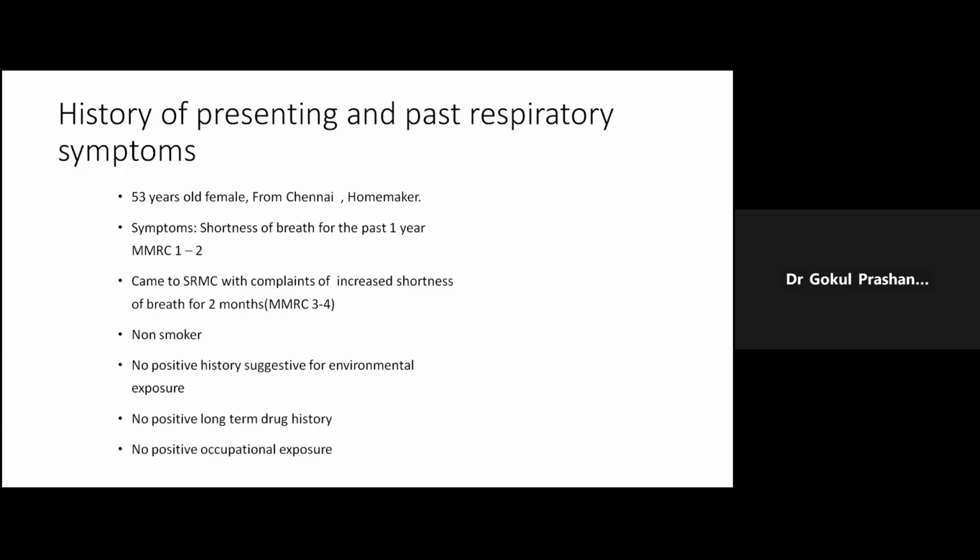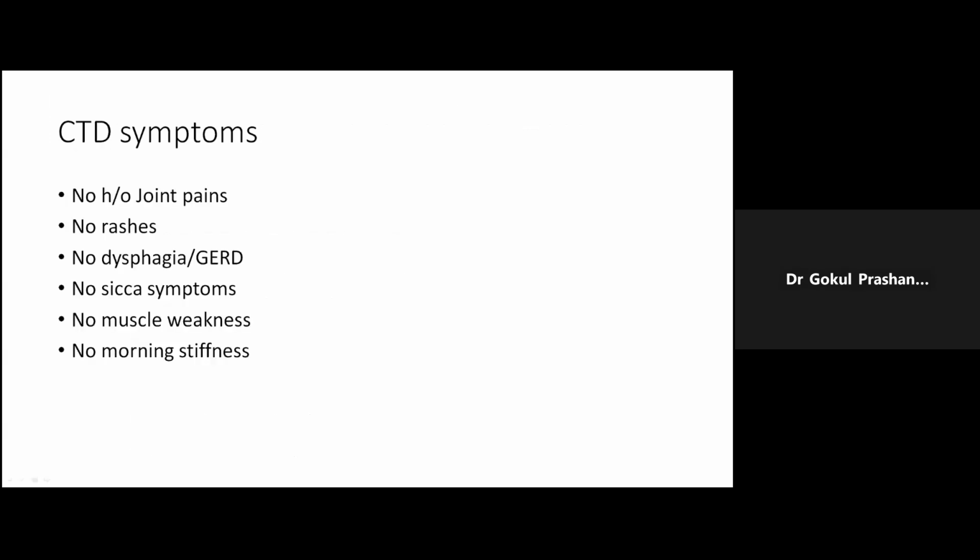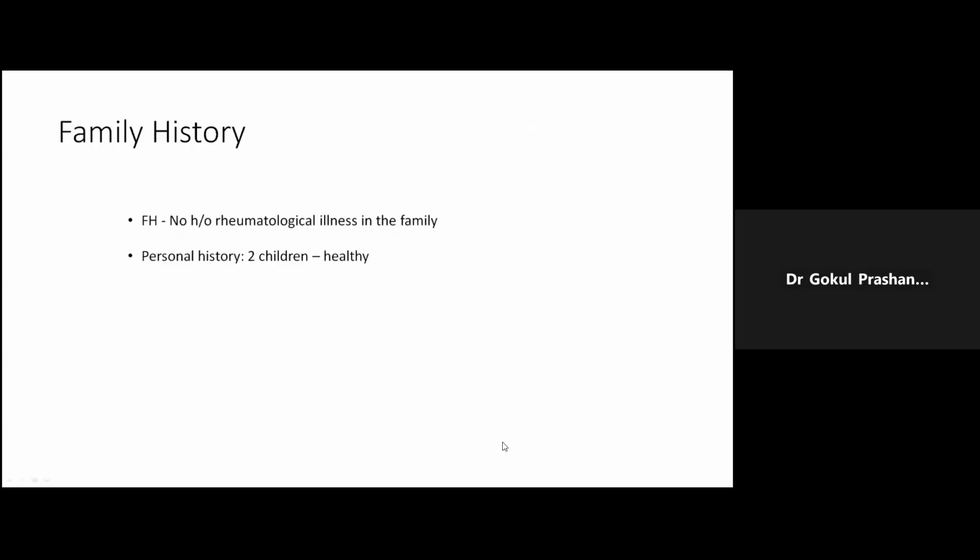She's a non-smoker and has no positive history of environmental exposure, no long-term drug history, and no history of exposure to dust or to any cotton industry. Coming to the CTD workup, the patient has no history of joint pain, no dysphagia or Raynaud's symptoms, no sicca symptoms, and no muscle weakness or morning stiffness. No rheumatological illness in the family. Personal history: she has two children, both alive and healthy.